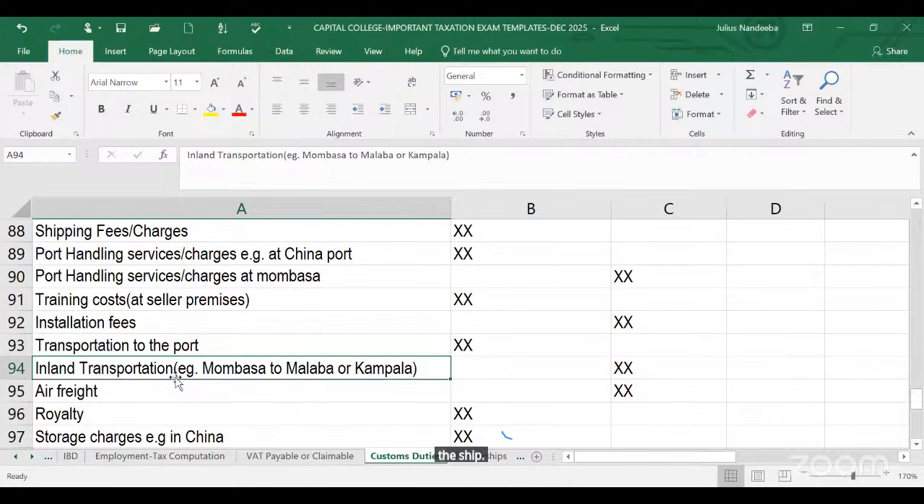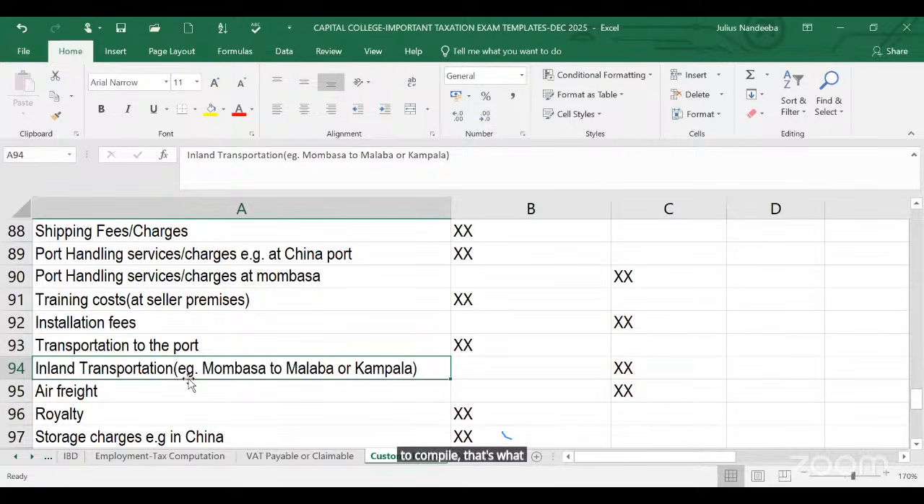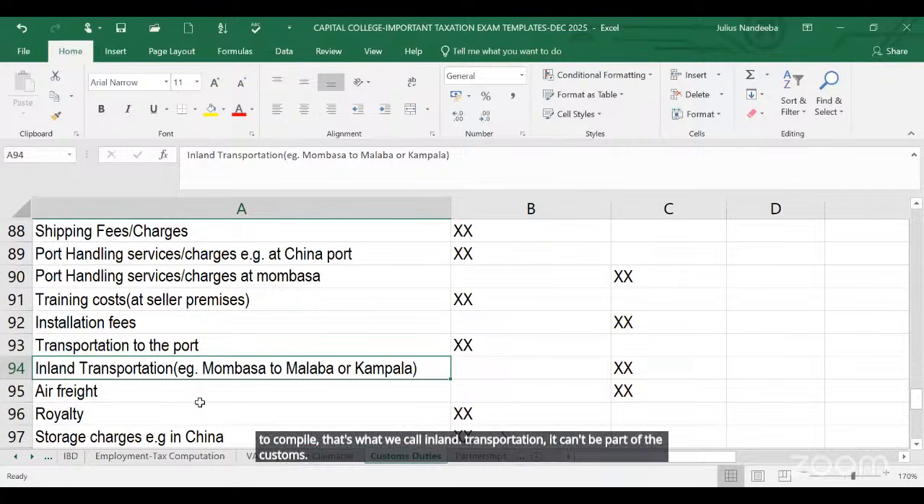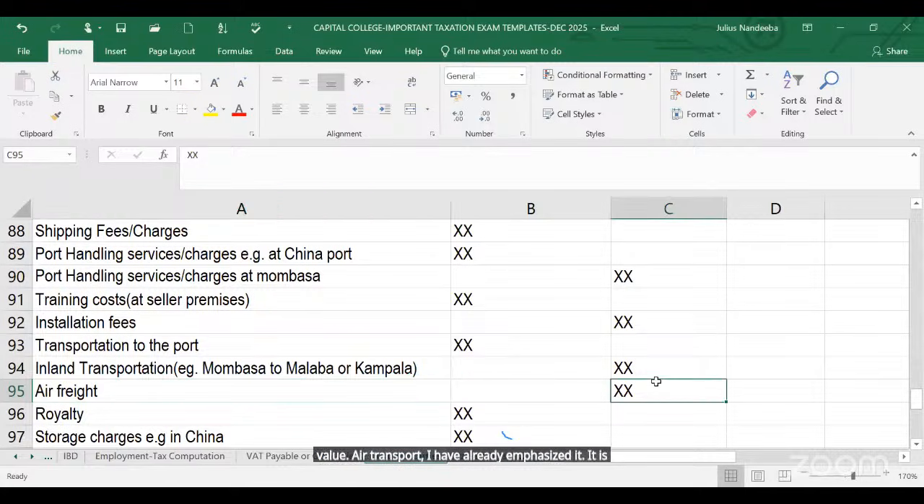Inland transportation, and inland means you've already reached Mombasa and you have to transport these goods coming to Kampala. That's what we call inland transportation. It can't be part of the customs value. Air transport, I have already emphasized it. It is not part of the customs value.